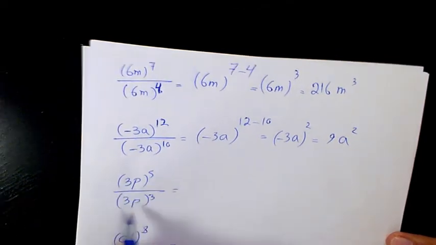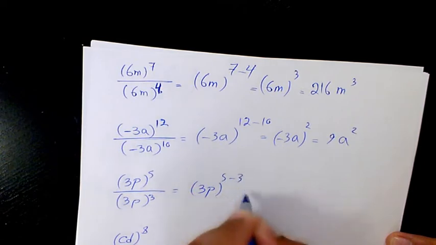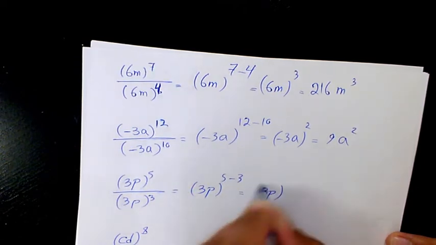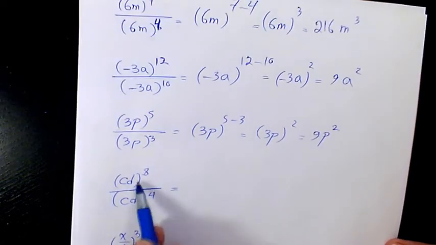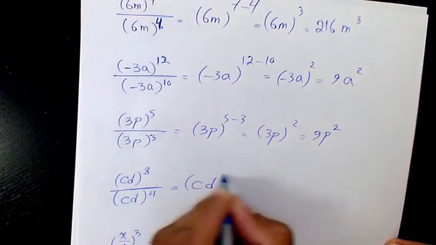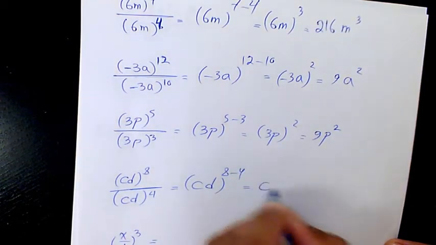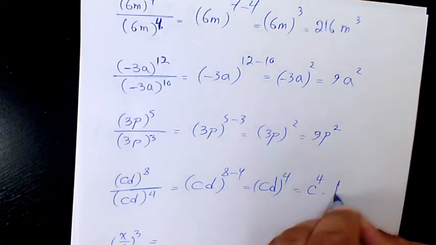3p to the power of 5 divided by 3p to the power of 3. So it's going to be 3p to the power of 5 minus 3. 3p to the power of 2. 3 squared, 9p squared. CD to the power of 8 divided by CD to the power of 4 is going to be CD to the power of 8 minus 4. That's going to be CD to the power of 4, or C to the power of 4, D to the power of 4.